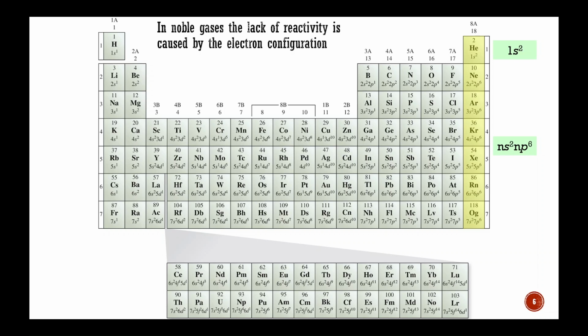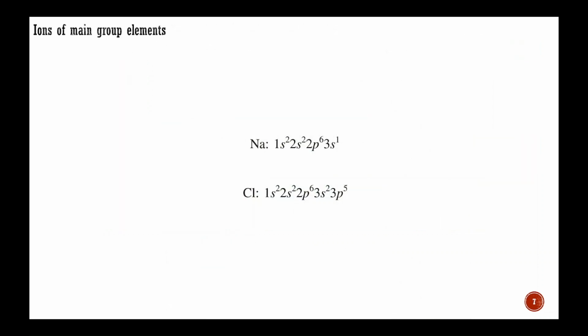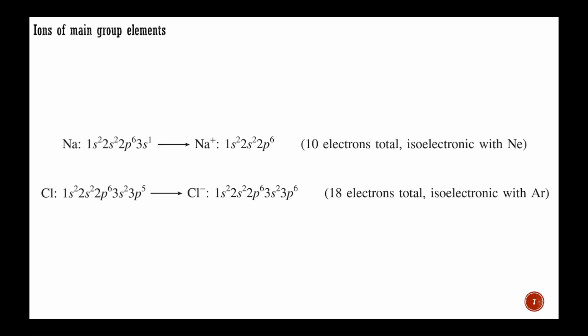It comes as no surprise that other main group elements tend to either lose or gain the number of electrons needed to achieve the same number of electrons as the nearest noble gas. Note that species with identical electron configurations are called isoelectronic, and to write the electron configuration of an ion formed by a main group element, we first write the configuration for the atom and either add or remove the appropriate number of electrons. Accordingly, the electron configurations for the sodium and chloride ions can be represented as follows.